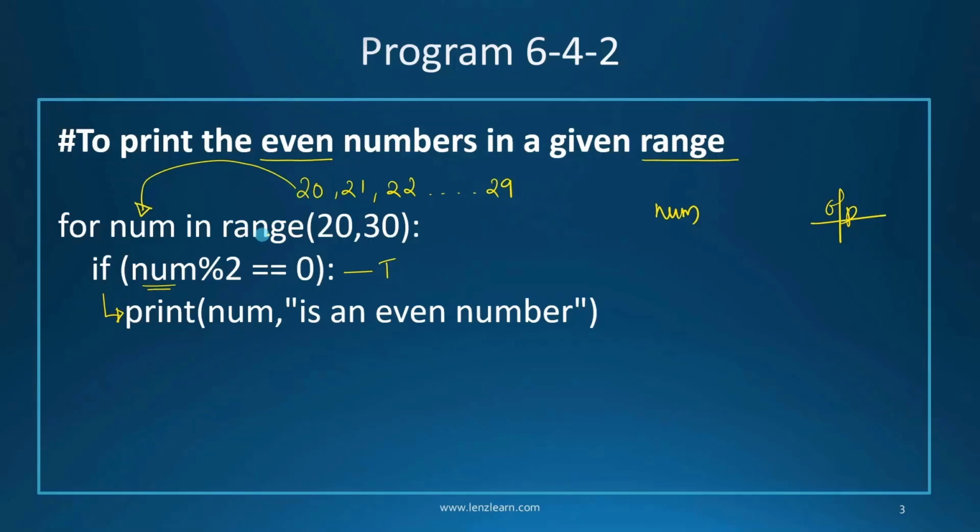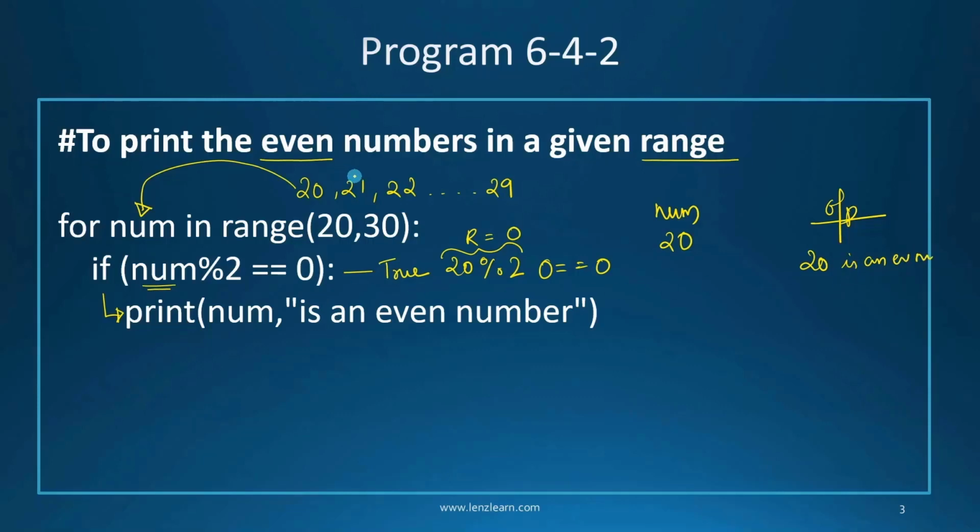Now let us just run this program for two values. Okay, so first 20 will be loaded into num. So num has value 20. Now this condition will check 20 modulo 2 is equal to 0. So first this part will be evaluated. So 20 modulo 2, as 20 is an even number, you know 2 exactly goes in 20. So the remainder of this division will be 0. So now we are checking 0 is equal to 0. That is true. So now the print statement will execute. So in the output it will print 20 is an even number.